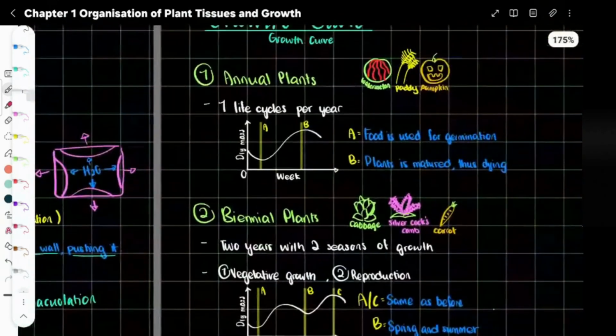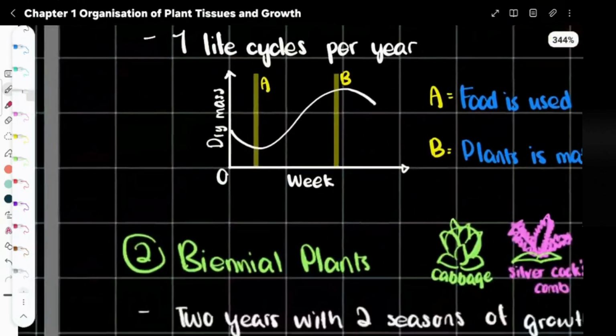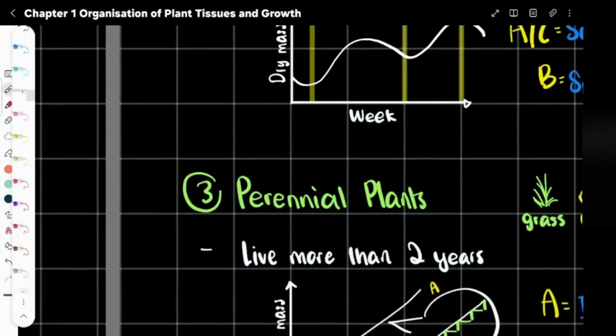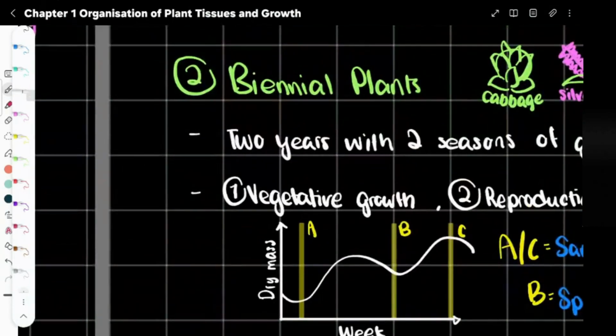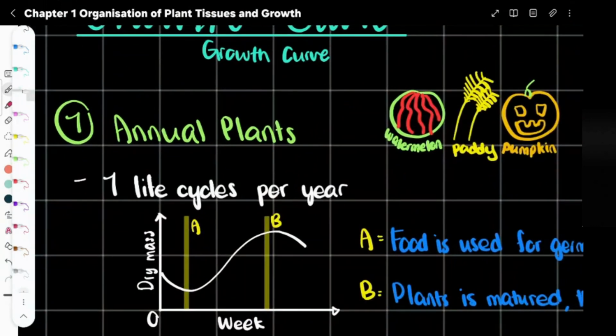Okay, plants can be separated into three types. Annual plants, biennial plants, and also perennial plants. I don't know how to pronounce this. I just call it biennial. Anyway, annual. What is the meaning of annual? Annual means one year lah. Per year lah, right? So that means it has only one life cycle.